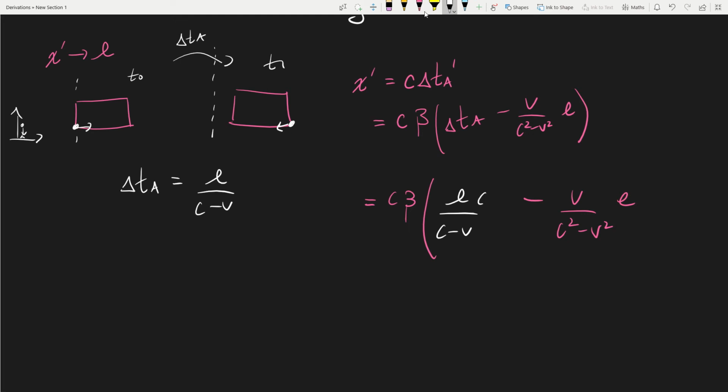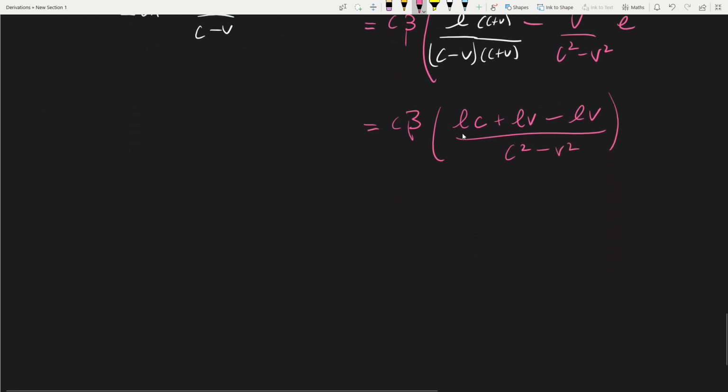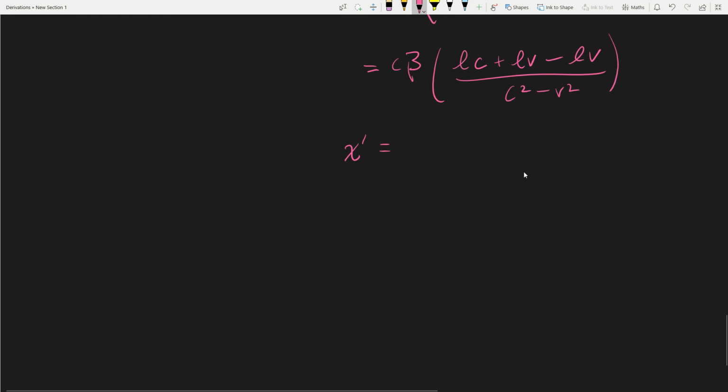Okay, so I want to normalize this. We'll do c plus v. There's a lot of this that goes on in this derivation. I want to get that denominator the same, right? So we get c beta equals LC plus LV minus LV, all over c squared minus v squared. So this is looking to be something really nice. Remember what we're doing here, we're showing x prime. These cancel, obviously, so LC, LV, and LV go away. And then we are left with, let's write it like this, c squared over c squared minus v squared times beta times L.